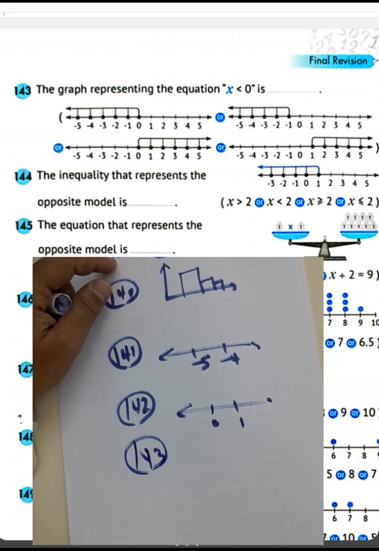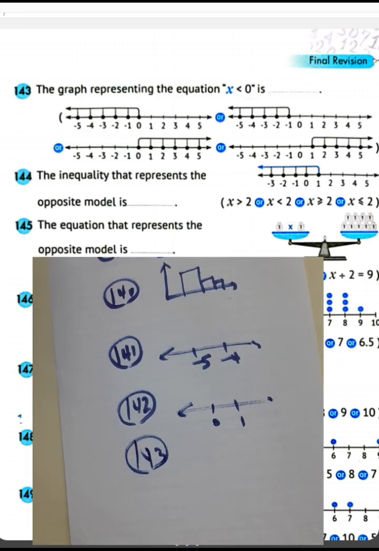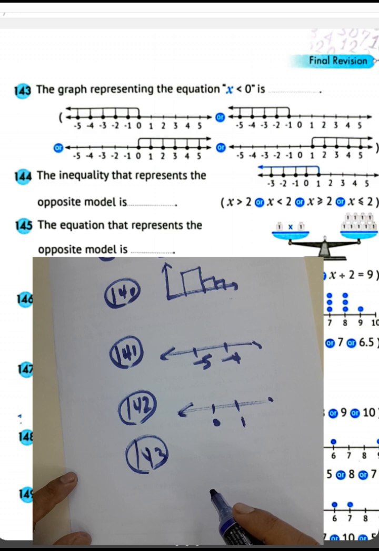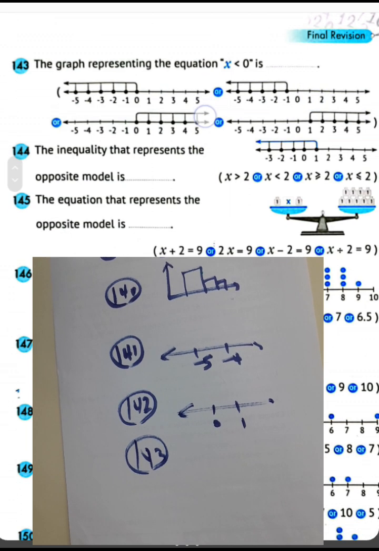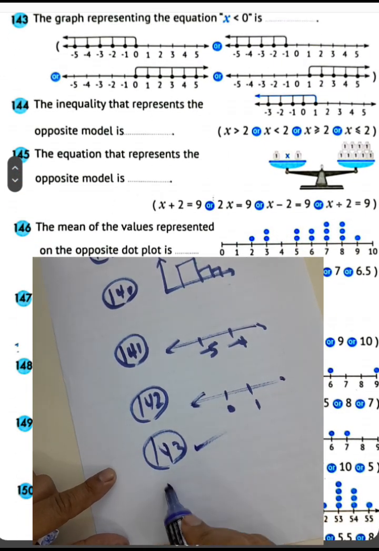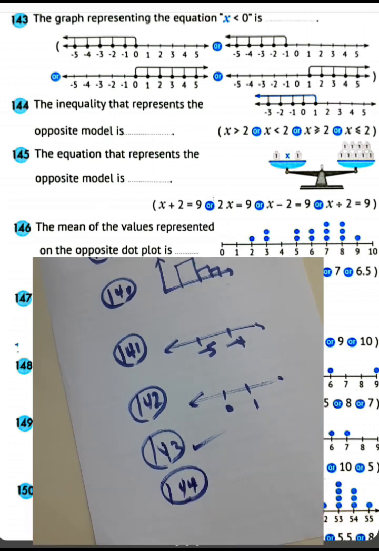Question 143. The graph represents x less than 0. We will choose what? x less than 0 means -1, -2, -3 in integers. Choose letter B, the second one here.